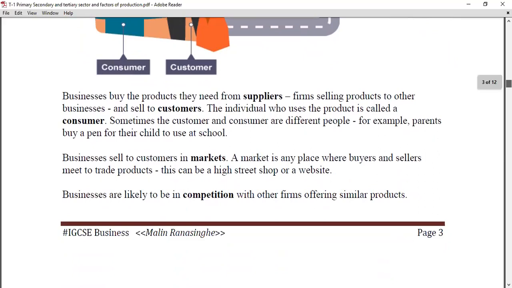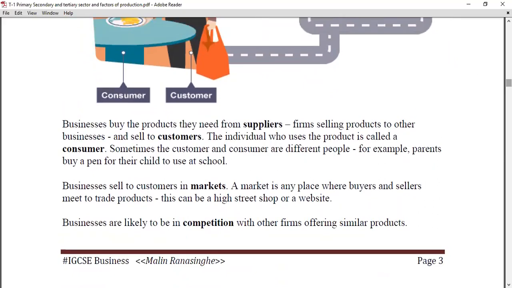So you can see this process is actually explained here. The business buys the products they need from the suppliers, right? And the firm selling products to other businesses sells it to customers, right? The individual who uses this product is called a consumer. Sometimes the customer and consumer are different people. I explain like this situation, mom and son, right? Parents buy a pen for their child to use at school. So business sells to customers in markets. So the customer is always the person who spends money, right? And the consumer is the one who actually consumes the goods and services.